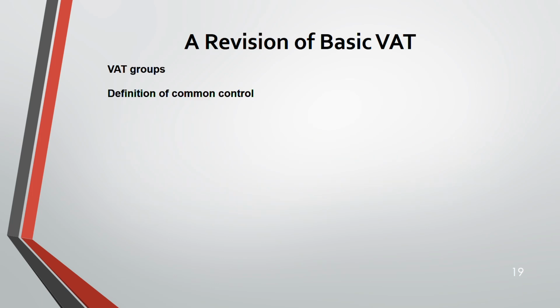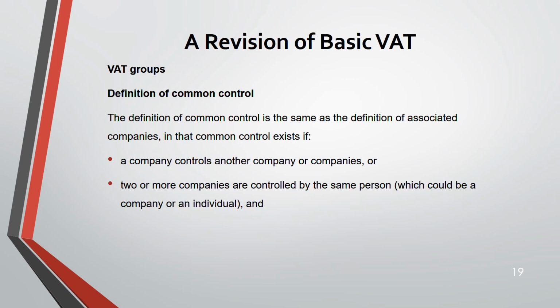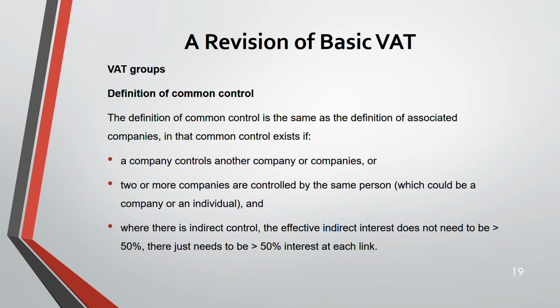What is the definition of common control? It is the same as the definition of associated companies. A company controlling another company, 2 or more companies controlled by the same third person. Indirect control: that means a parent having a subsidiary and that subsidiary having another subsidiary. So for indirect control, you don't need a greater than 50% interest overall. There just needs to be a greater than 50% interest at each link.